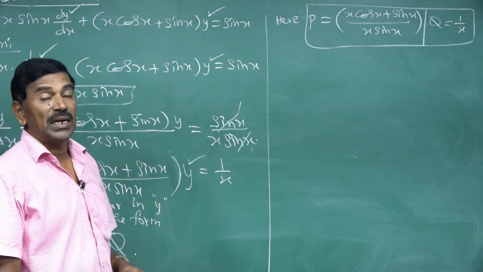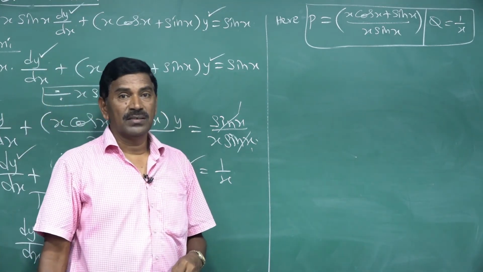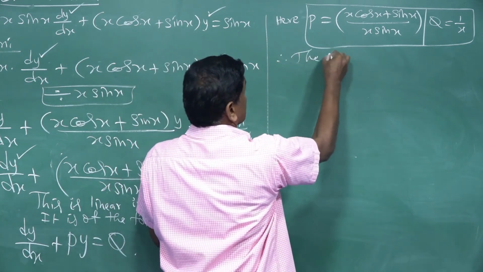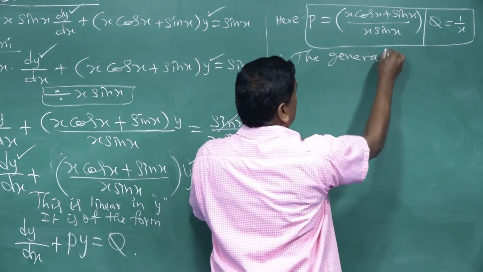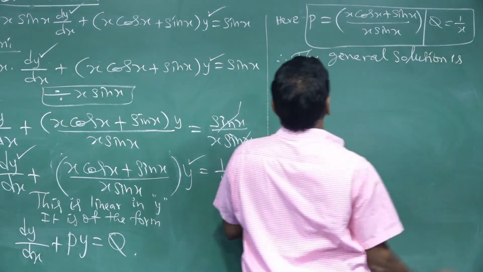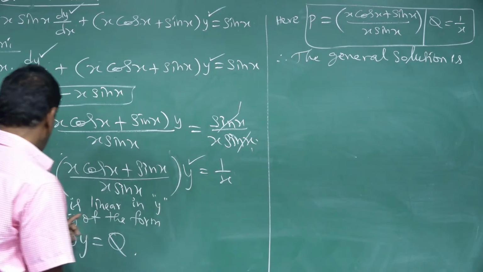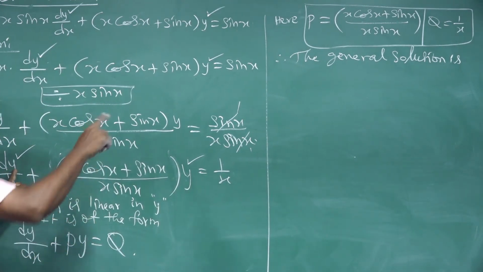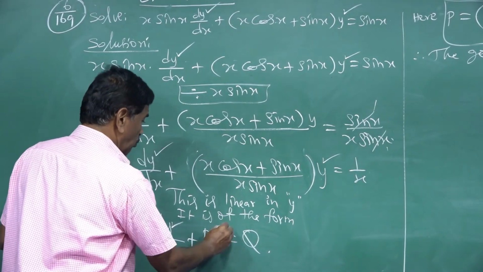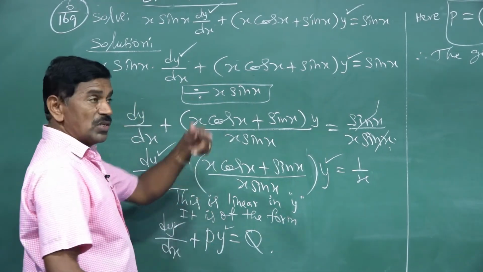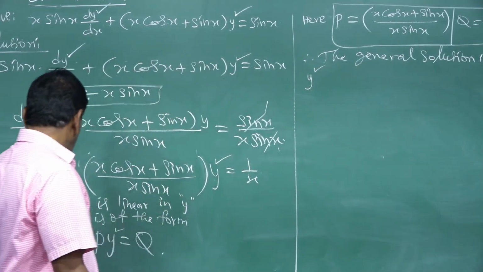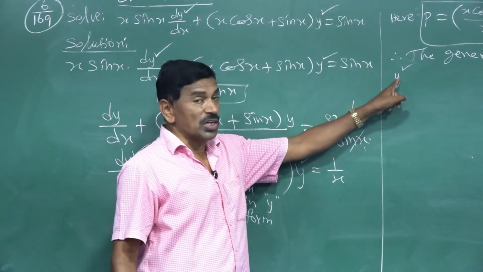Therefore, the general solution is, anyone? Yes, your answer is correct. Therefore, the general solution is given by, here it is a differential of y, therefore the solution starts with y. That is important. Differential of y, again only one y, so the solution starts with y.